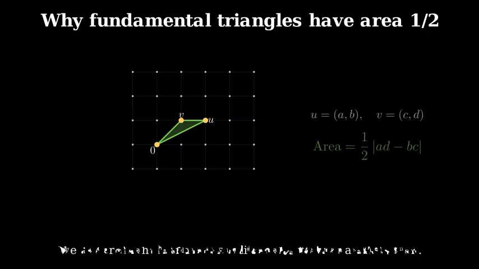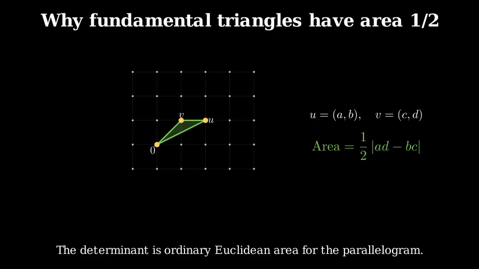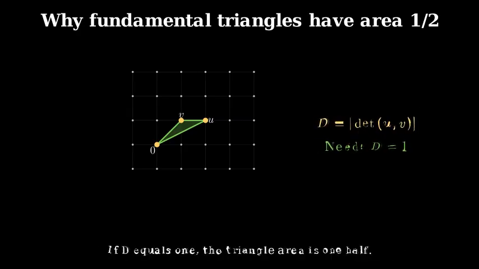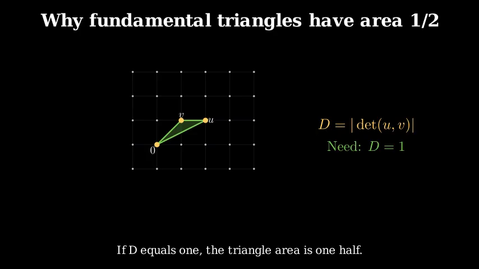Move one vertex to the origin. Write the other 2 vertices as lattice vectors u and v. The triangle's area is half of the absolute determinant of u and v. Call that determinant d, since u and v have integer coordinates. d is a positive integer. The goal is to show that a fundamental triangle forces d to equal 1.